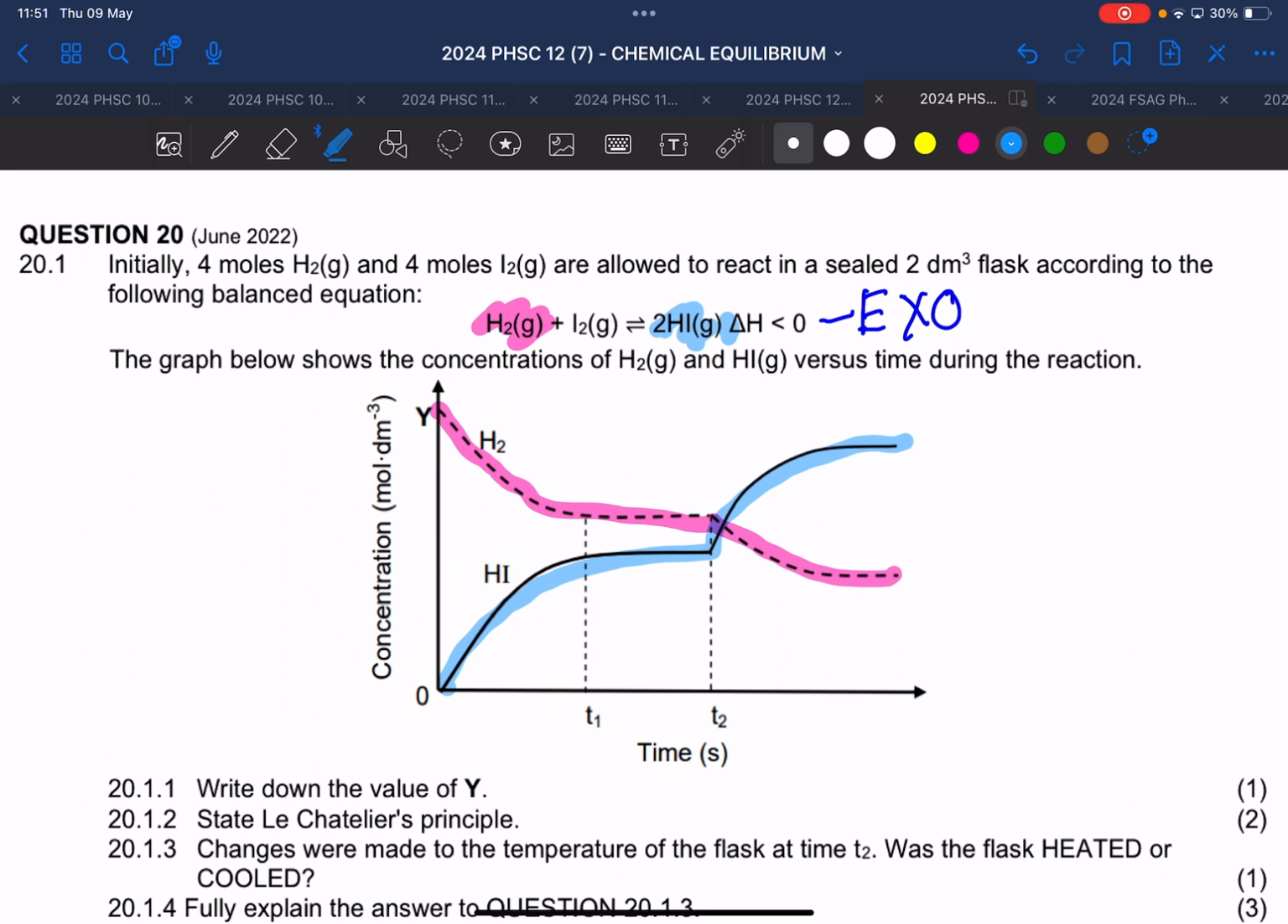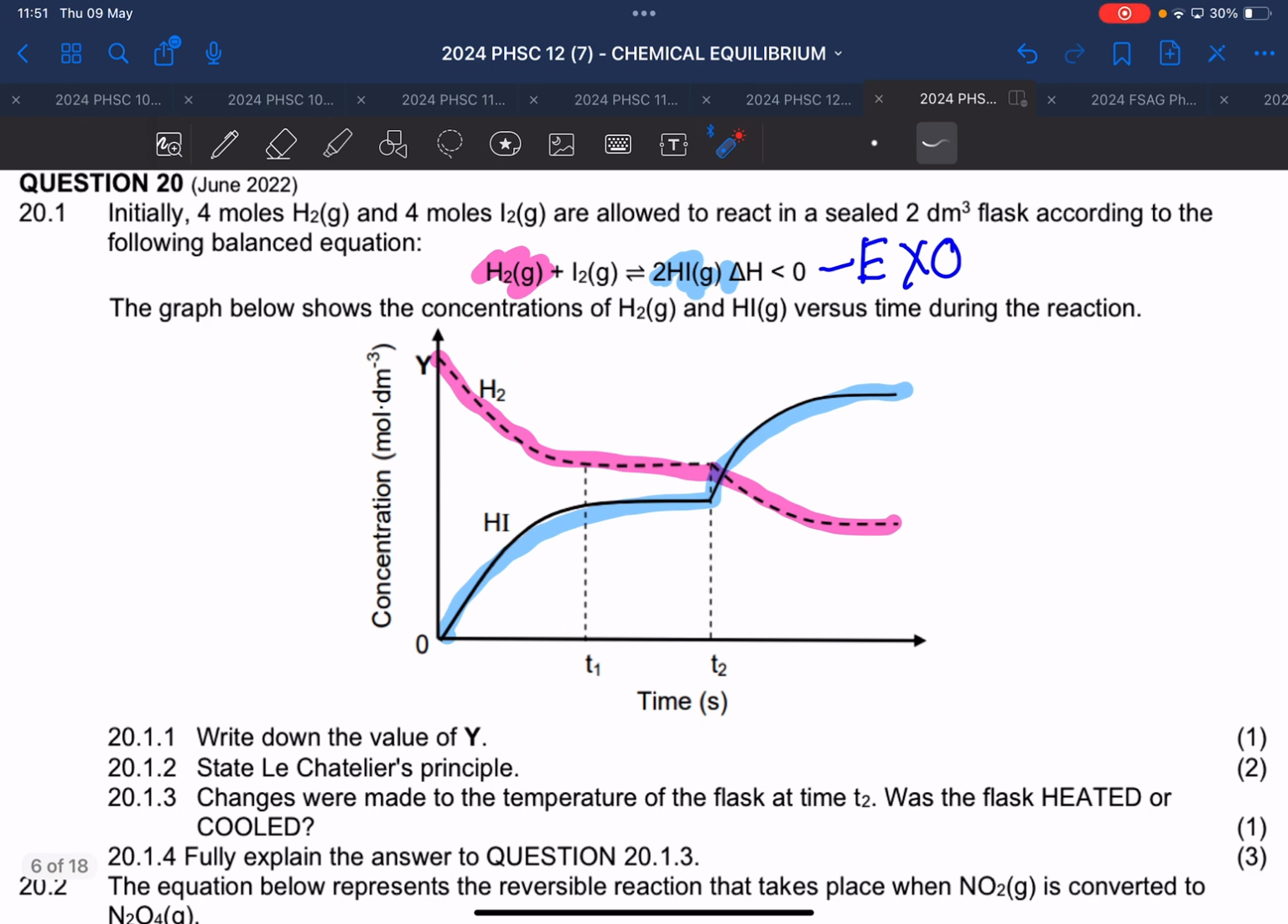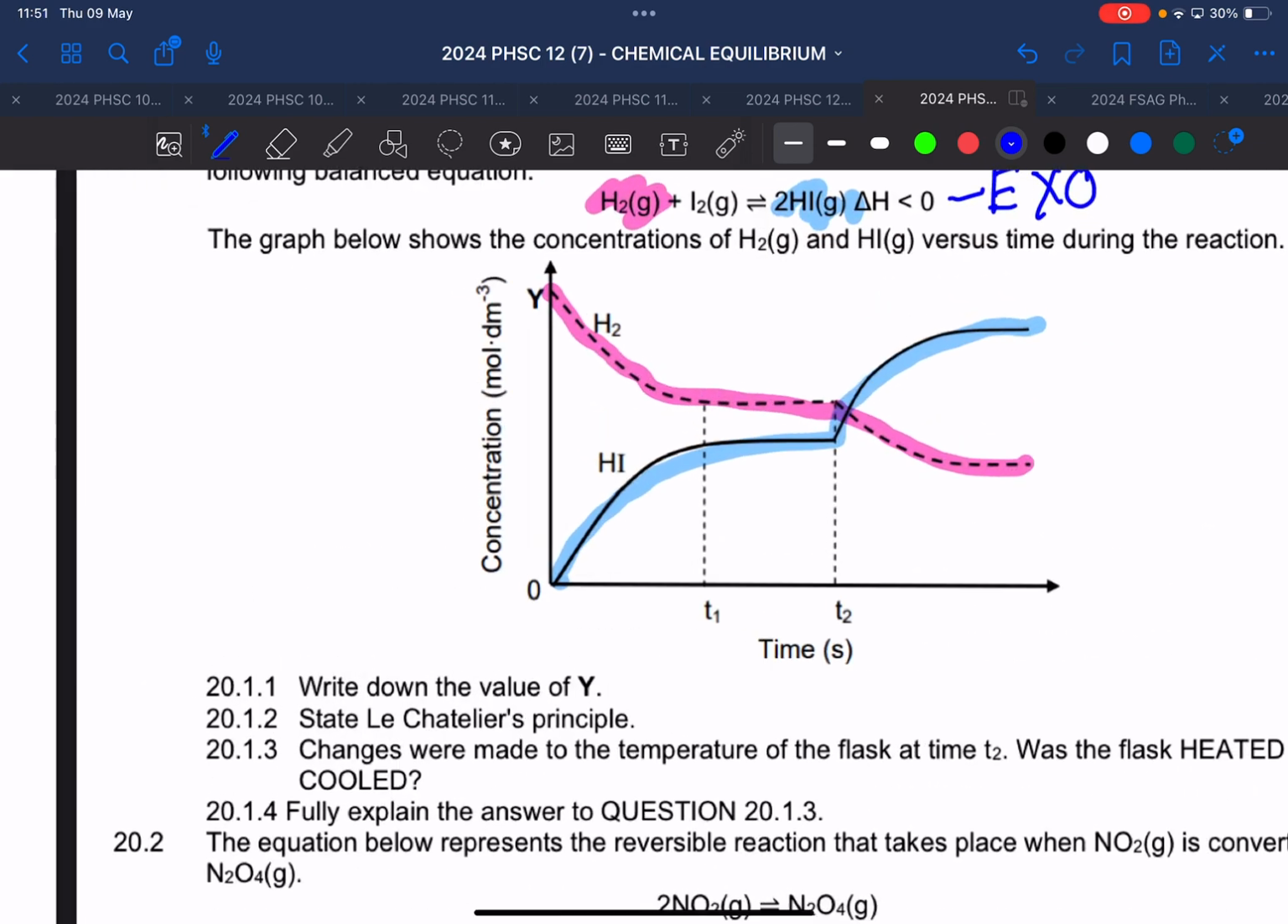Okay, so this is our concentration versus time graph. If you get a graph for this, look at which one it is, if it's the rate of reaction or if it is our concentration. Now they ask, write down the value of Y. Here, it is 4 moles, but this is concentration.